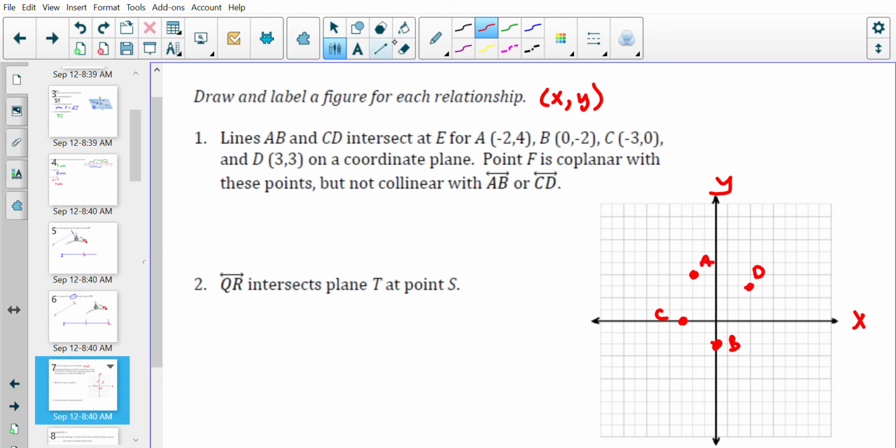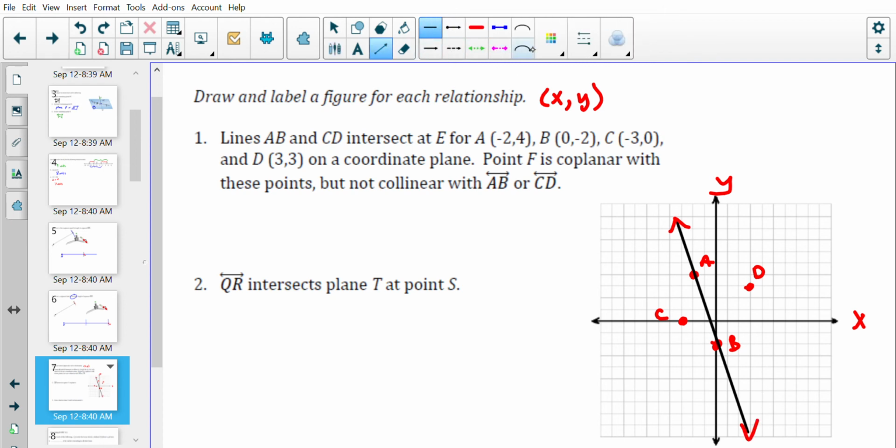So these are lines, so that means I have to connect AB with a line. Arrows at the end. And then I have to connect CD with a line as well. They intersect at point E, so there's my intersection, so that's going to be point E.